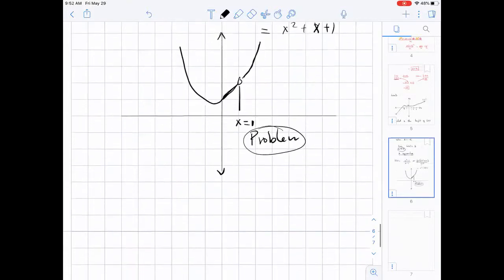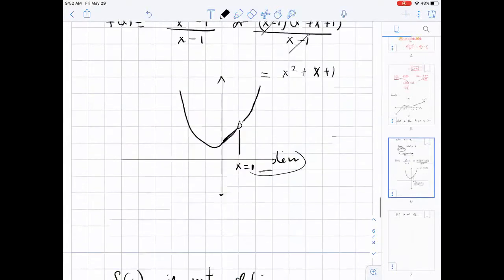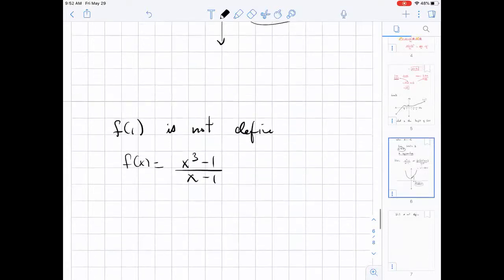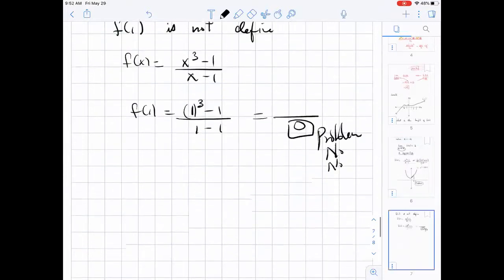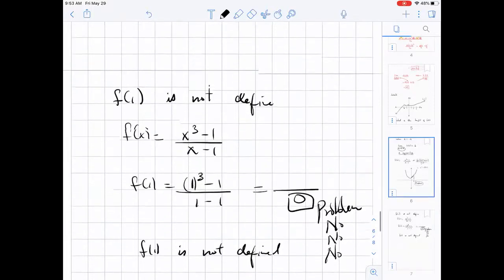Now, if I ask you, what is f of 1? F of 1 is not defined, right? Because f of x is equal to x cubed minus 1 over x minus 1. F of 1 is 1 cubed minus 1 over 1 minus 1, which is something over 0, a problem. It can't happen. One more time: you can never have 0 in the denominator. So f of 1 is not defined at all. And that's why we get a hole.